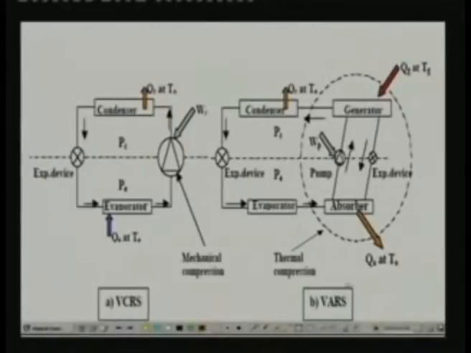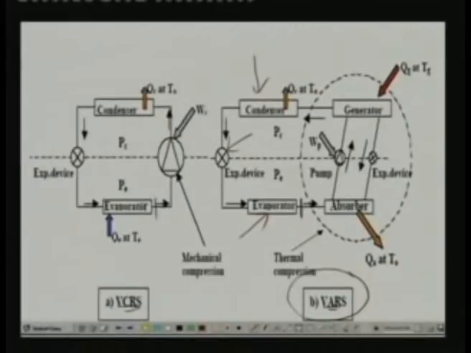So, here you have the basic vapor absorption refrigeration system. You have a condenser, an expansion device and an evaporator, just like a vapor compression system. The only difference between a vapor compression system and a vapor absorption system lies in the way in which you compress the vapor from the evaporator. That means what happens from this point onwards.